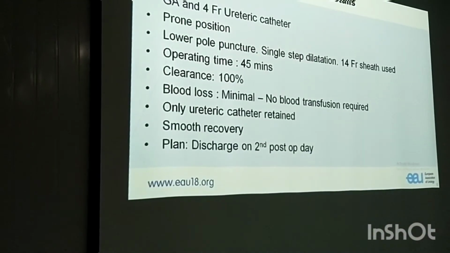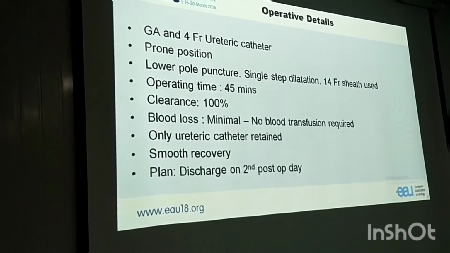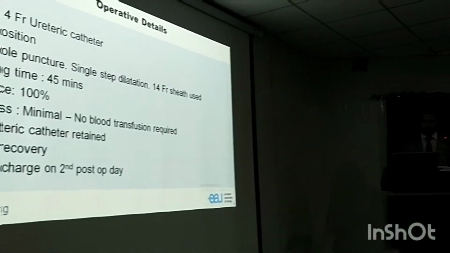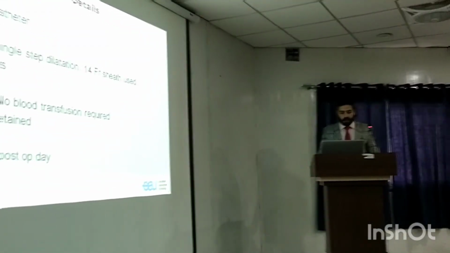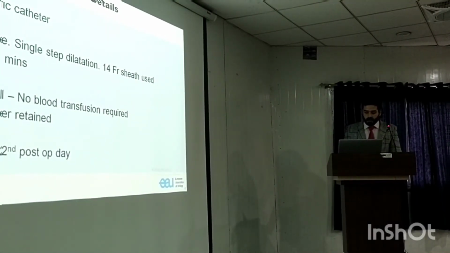So the patient had GA, a 4 Fr ureteric catheter was used, prone position, lower pole puncture, single step dilatation, 14 Fr sheath used. Operative time was 45 minutes, complete clearance was achieved, blood loss was minimal, only the ureteric catheter was retained, smooth recovery, and the patient was discharged on the second postoperative day. This was a complete staghorn stone.